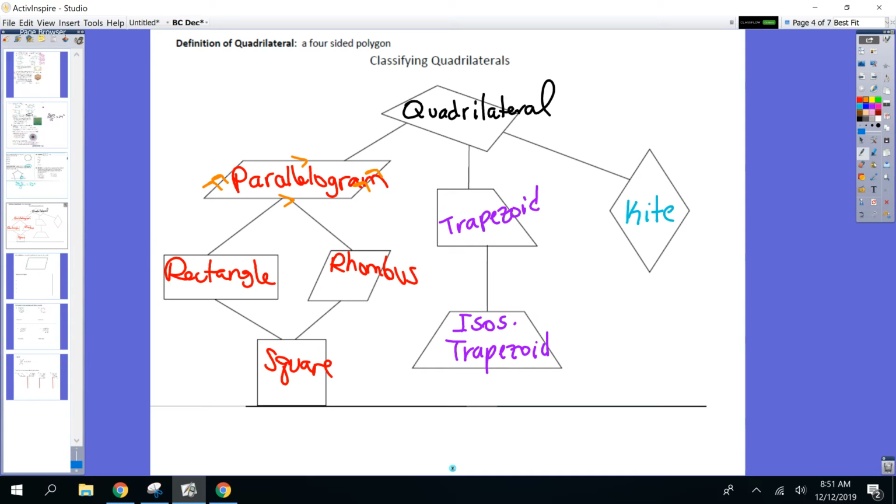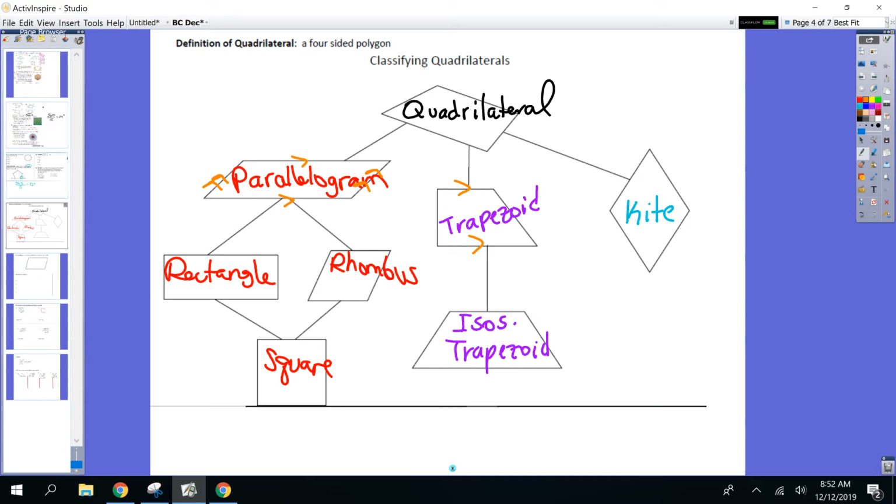Versus the trapezoid, 1 pair. That's it, 1 pair. That's why they're separated. They only have 1 pair. And the poor kite, no pair parallel. So that is why we group them in these 3 groups. The first grouping has both pairs of opposite sides parallel. Trapezoids only have 1 and kites have none. Okay?